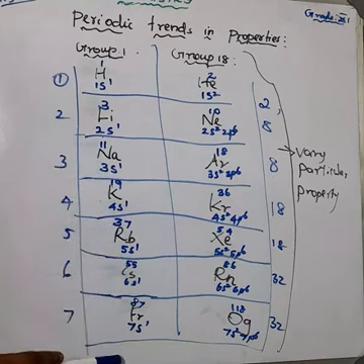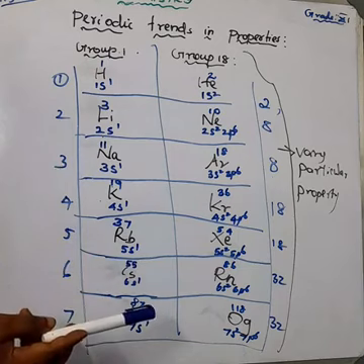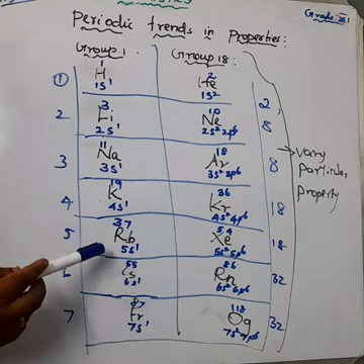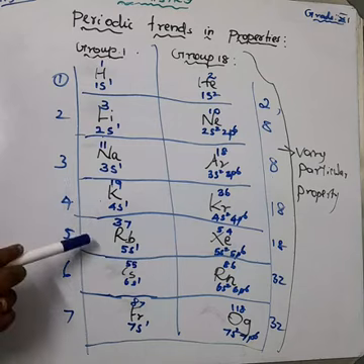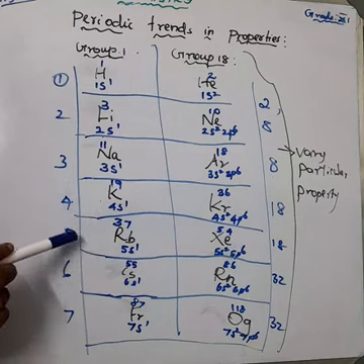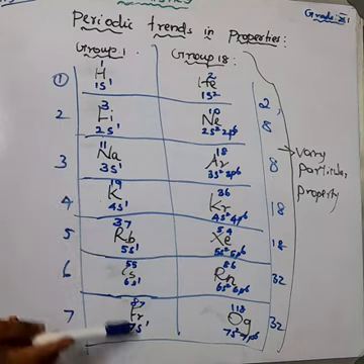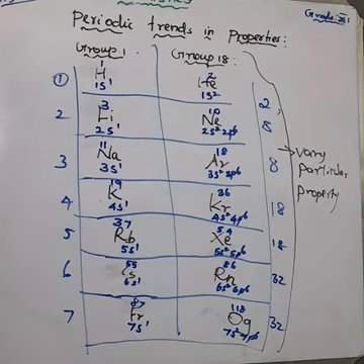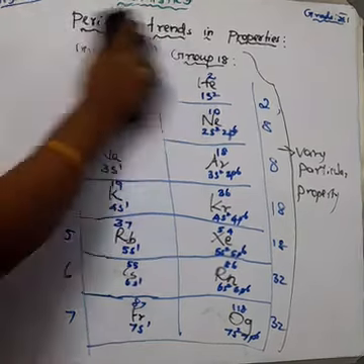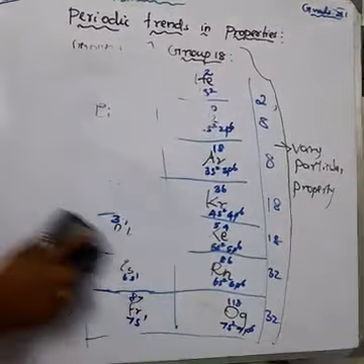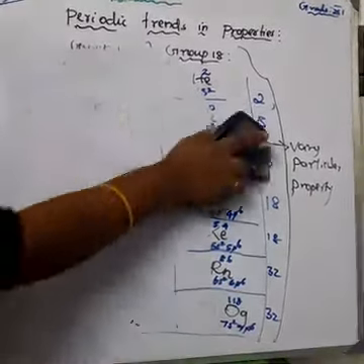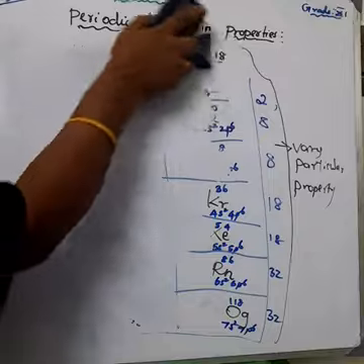Understood? So with rising atomic number, when we observe certain particular properties, they gradually vary. What are the particular properties? Now we are going to study what properties will vary. First, atomic radius.